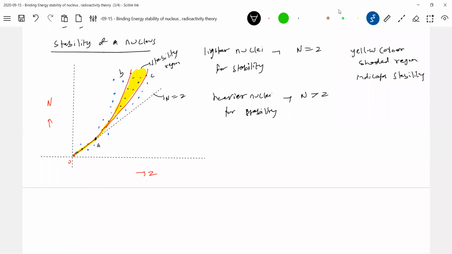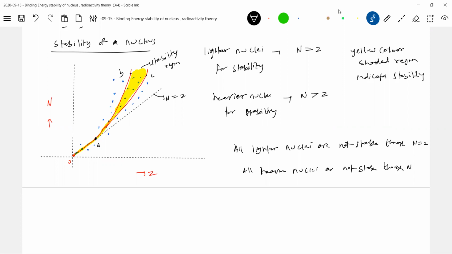So what is the conclusion? All lighter nuclei are not stable though n equals z. All heavier nuclei are not stable though n is greater than z. But there are a few nuclei where n is greater than z and they are stable. I think this is not an exact reason. Are you trying to understand?